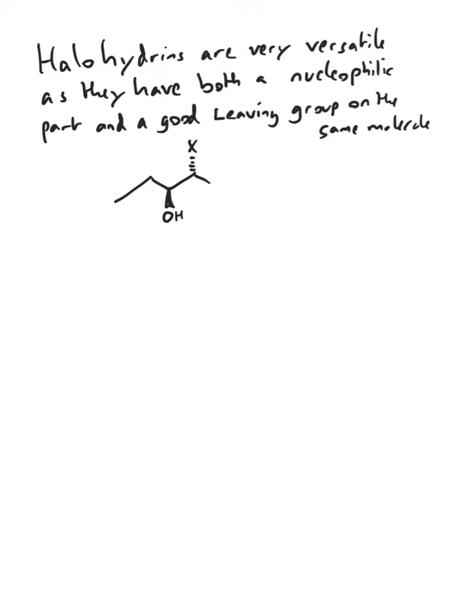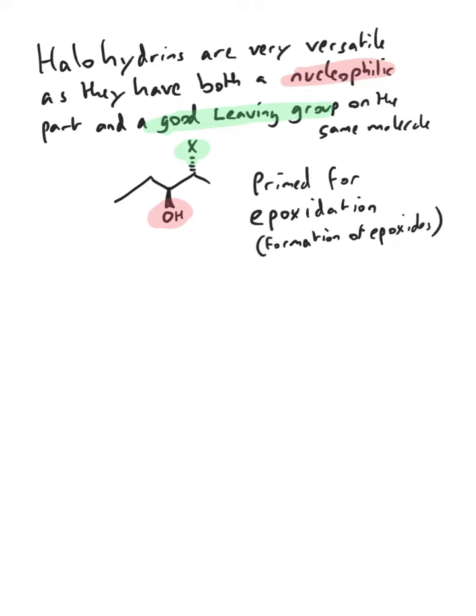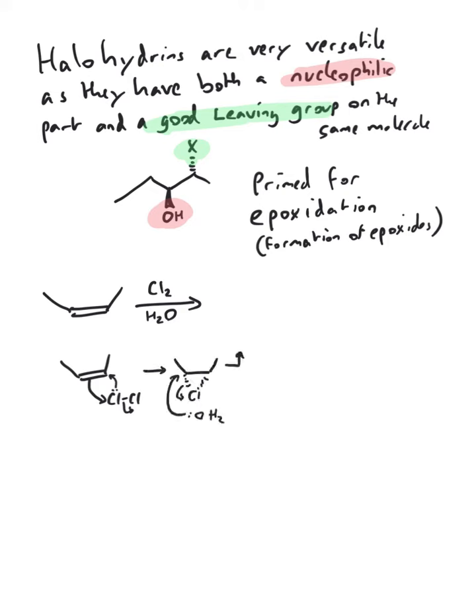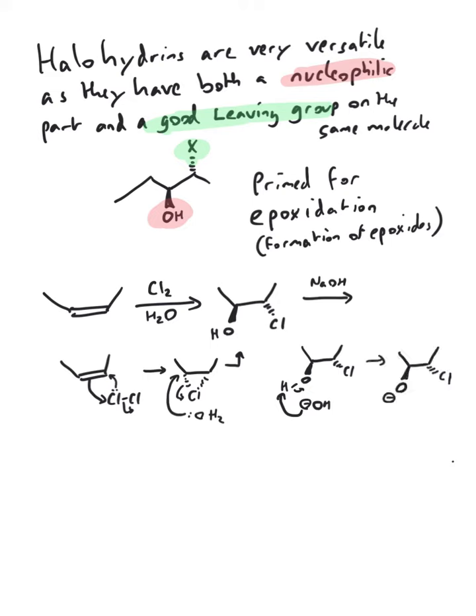Halohydrins are versatile molecules as they have both a nucleophilic functional group, the alcohol, and a good leaving group, the halide. Also, as the functional groups are anti to each other, these molecules are literally primed to form epoxides. For example, if we mix this alkene with chlorine and water, we'll form this halohydrin, at which point if we add a base, we will deprotonate the alcohol, which will then do an intramolecular substitution to form an epoxide.